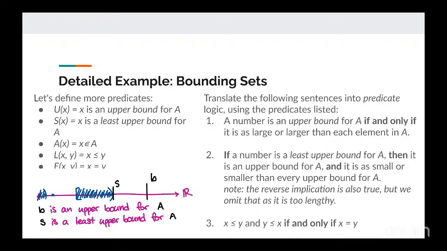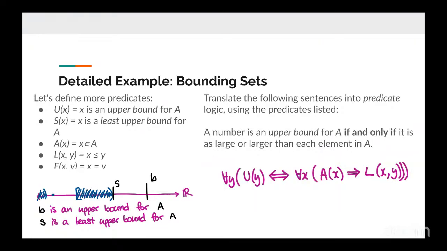Can we say there exists a y for all x such that A of x and A of y and L of x y implies U of x? So it's a little bit different to what I had here.